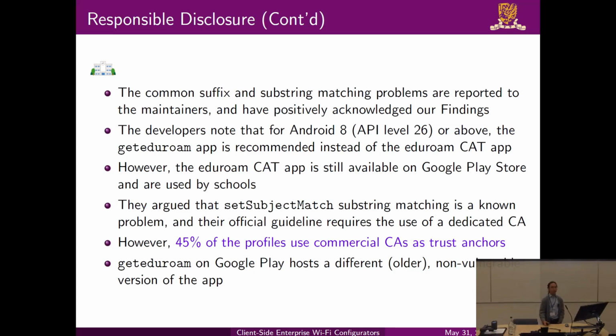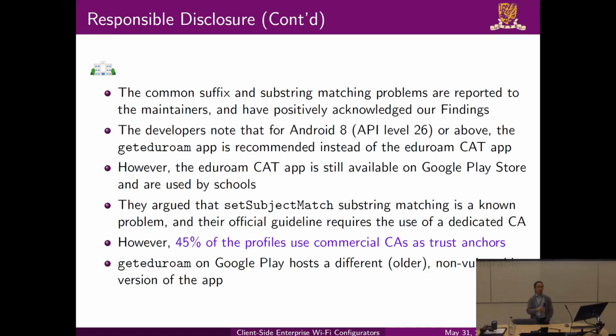They also argued that the set subject match substring match problem is known, and the official guideline requires the use of a dedicated CA instead of a commercial CA. But then again, from our crawling, we found nearly half of the profiles still use commercial CAs as the trust anchor, so clearly they are not listening.